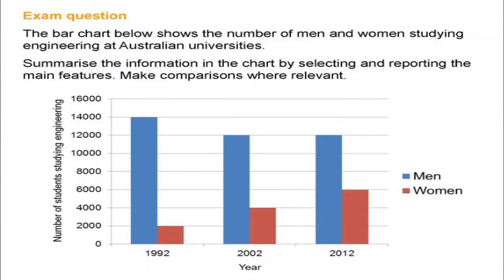So here you have a question. The bar chart below shows the number of men and women studying engineering at Australian universities. Summarize the information in the chart by selecting and reporting the main features. Make comparisons where relevant. So you can see that the number of students are given here and years are given here: 1992, 2002, and 2012. Let's try to analyze it.